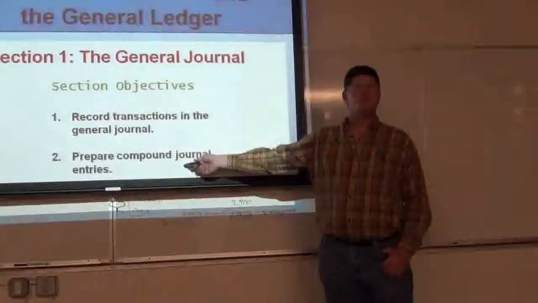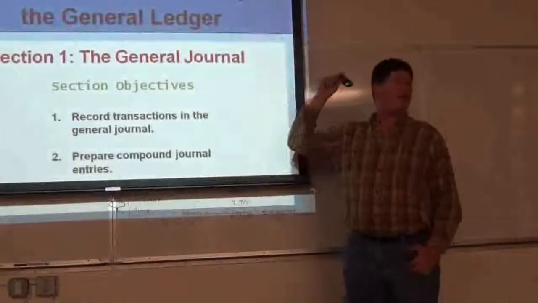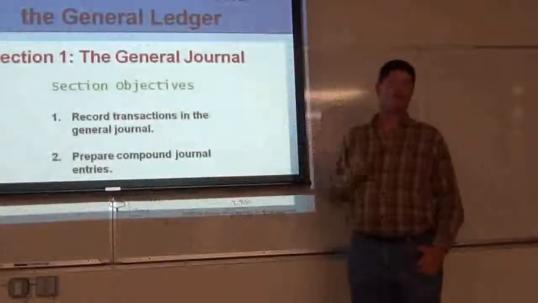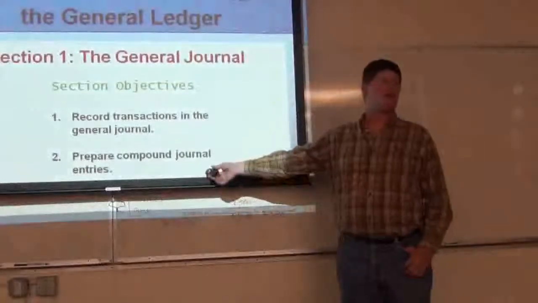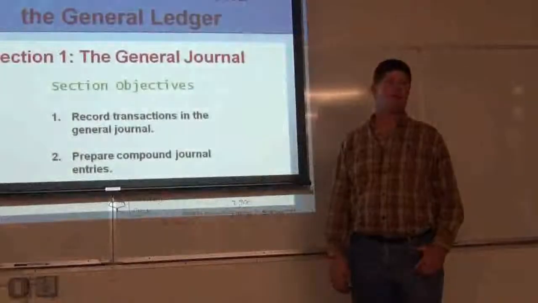Compound journal entry is a new term. Have we talked about that? Remember how we did entries up here where we bought equipment, we paid for half of it in cash, and we paid for the other half with accounts payable? It's a three-legged entry. That's a compound entry because there's more than one debit or credit. In that case, there were one debit and two credits, right?